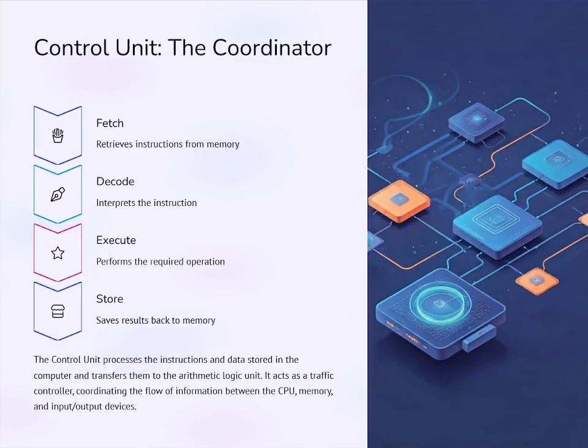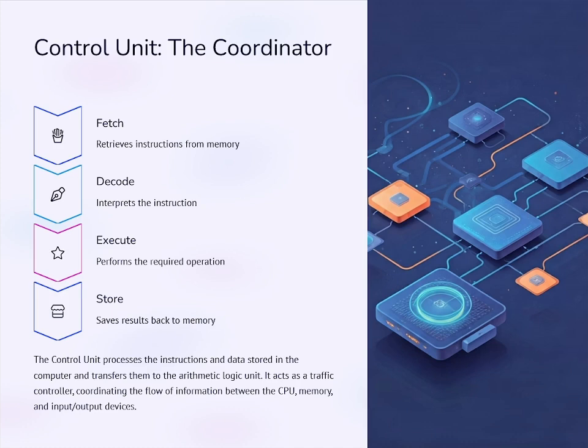Now, the control unit. What is the function of the control unit? The function of the control unit is to fetch, meaning that it is going to retrieve instructions from the memory. Decode, meaning that it is going to interpret the instructions that it has fetched. Execute, it is going to perform the required operation according to the instructions that it has decoded. And then it is going to perform storage after the execution of the instruction, meaning that it is going to save the results back to the memory.